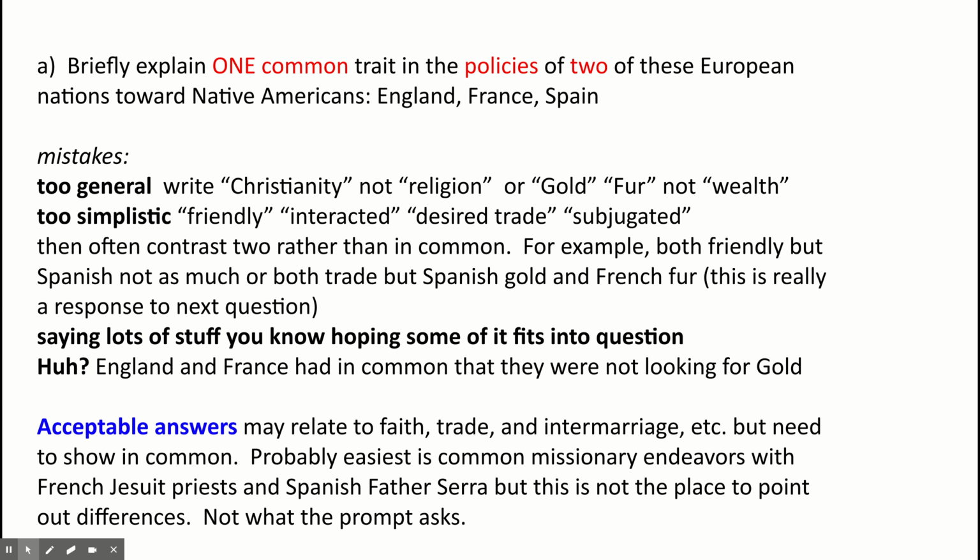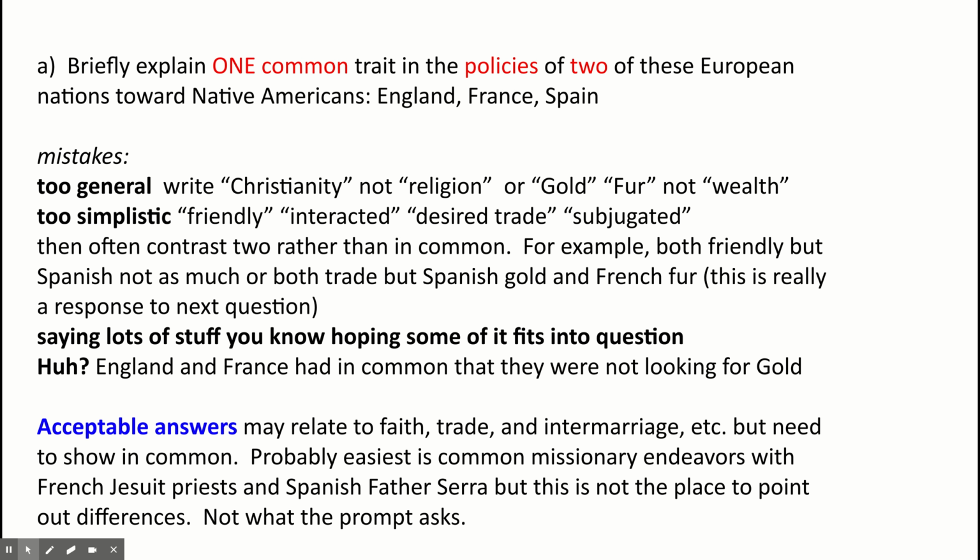Now, mistakes would be if you make it too general and don't support, or too simplistic, like they tried to be friendly. That's not bad, but you have to support it now with evidence. And then, of course, saying lots of stuff hoping some of it fits into the question. I hope that the reader will figure out what I mean by, hey, I know stuff. So I list down here some acceptable answers. I'll let you kind of read along.